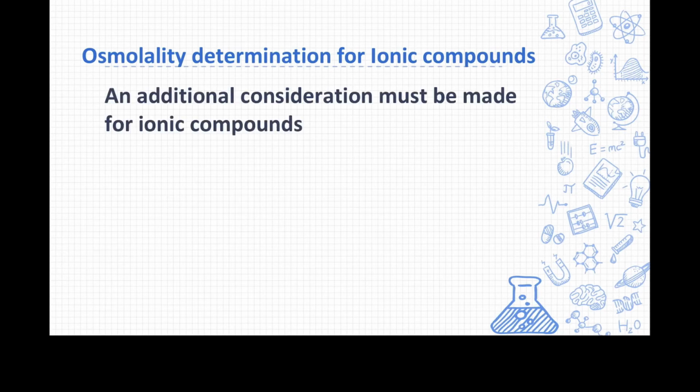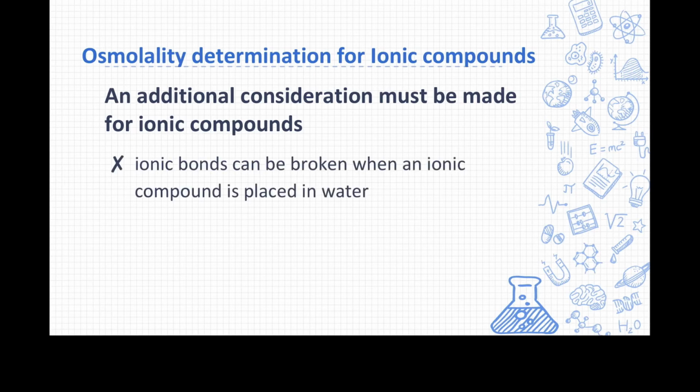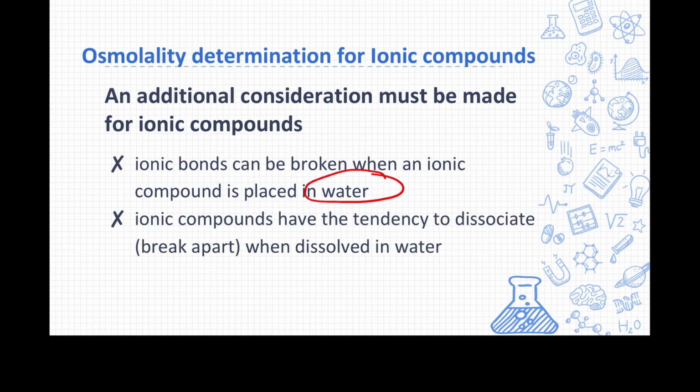Additional considerations must be made for ionic compounds. Number 1, ionic bonds can be broken when an ionic compound is placed in water. This is because the water molecules have an electrostatic attraction to each of the ions in the ionic compound, and the combined draw of the many water molecules on each ion can now exceed the draw the ions have for each other. Ionic compounds also tend to dissociate, or break apart, when dissolved in water.